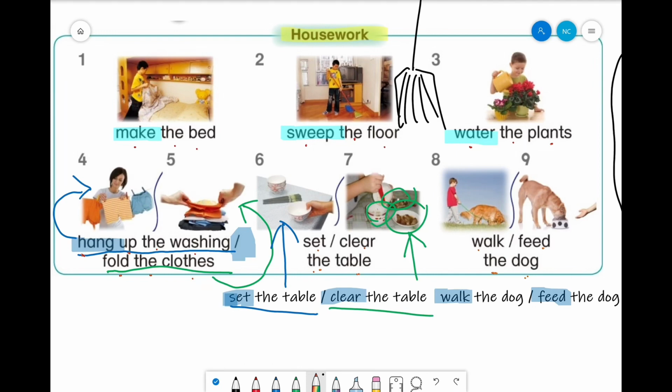Now you know all these housework phrases. You should be good to go and do your online homework.